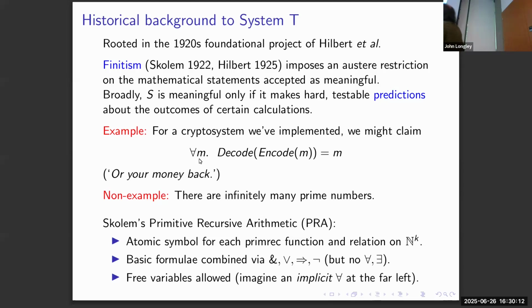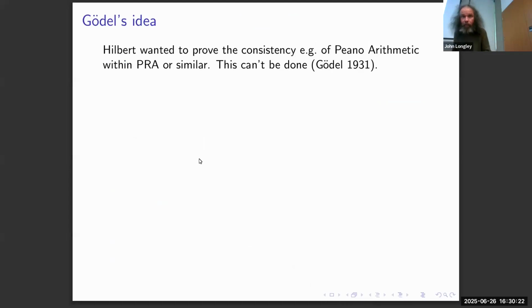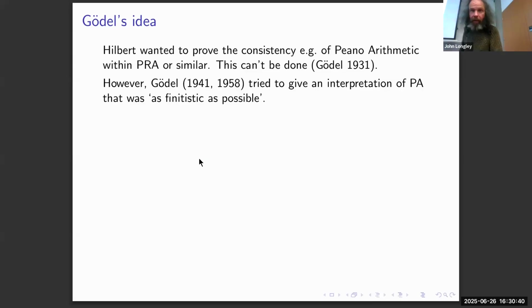So it's quite widely agreed that this system captures the core of what's finitistically acceptable. Now, Hilbert wanted to prove the consistency of something bigger, like Peano arithmetic, within the system PRA or something like it. And as we all know, Gödel showed that this can't be done.